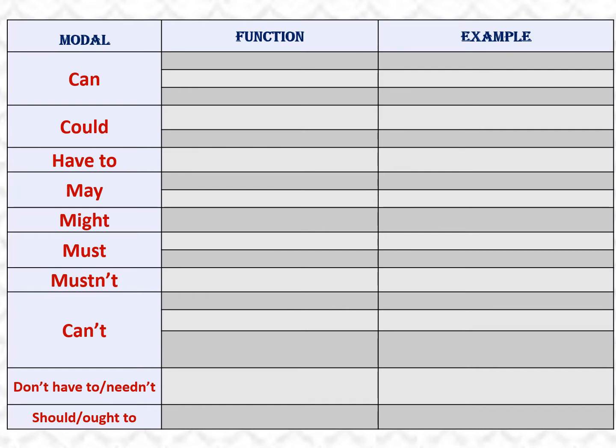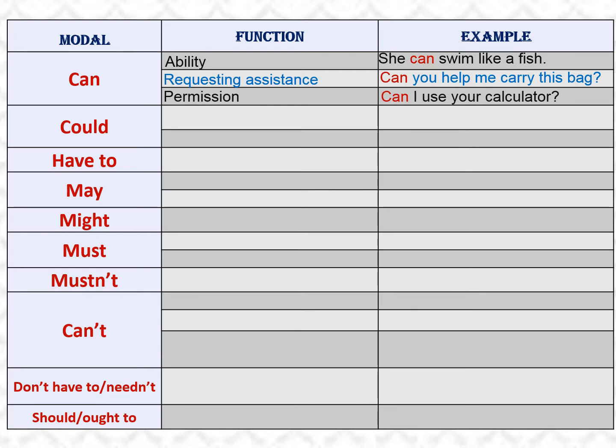Look at this chart. On the left side, we have the modals, and we start with the first one. It's can. Can expresses different functions. It can express ability, as in the example, she can swim like a fish. Can also can be used for requesting assistance, as in the example, can you help me carry this bag? Or can be used for permission. For example, can I use your calculator, please?